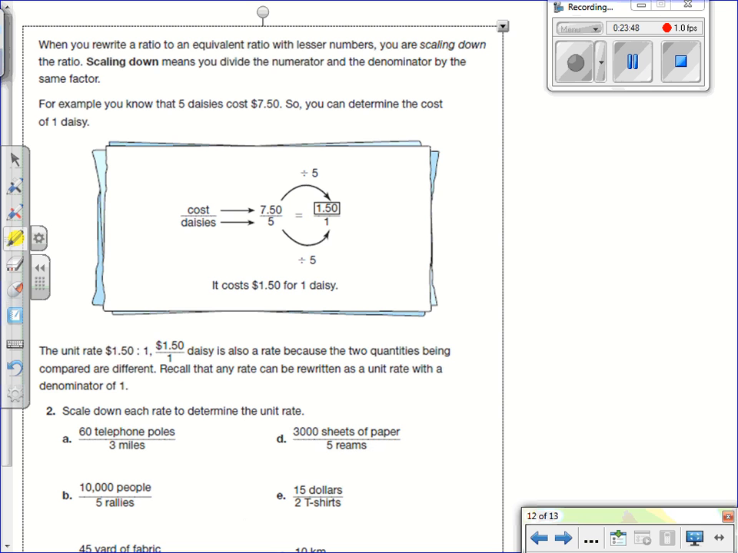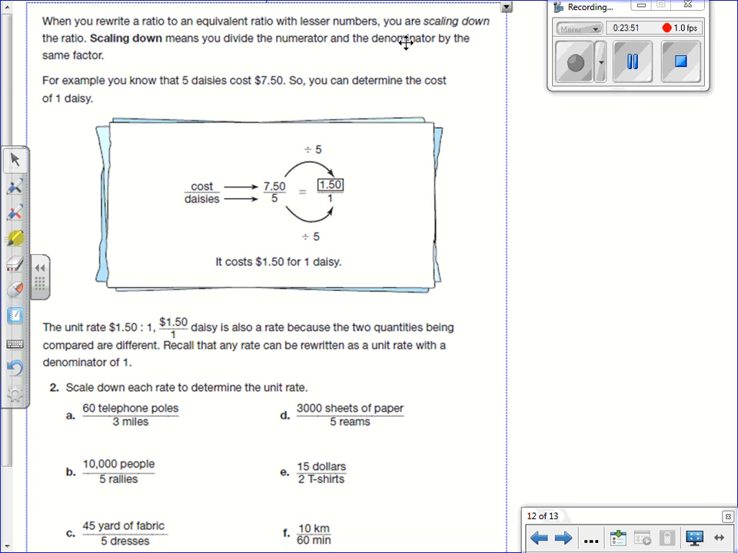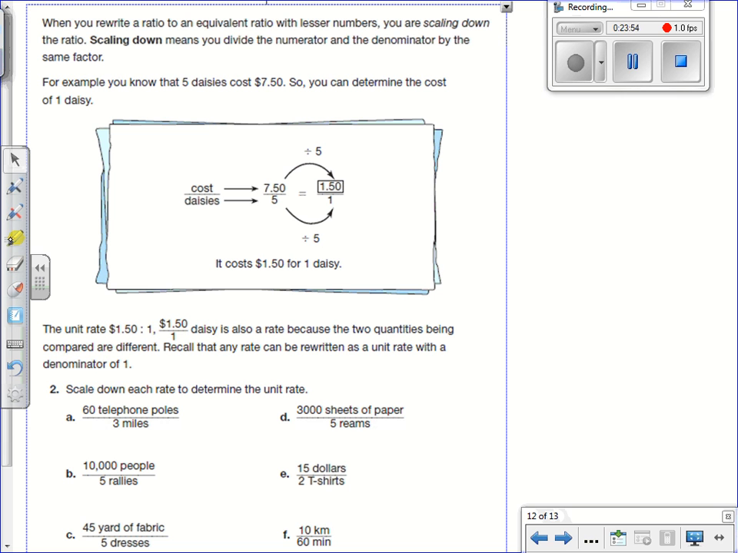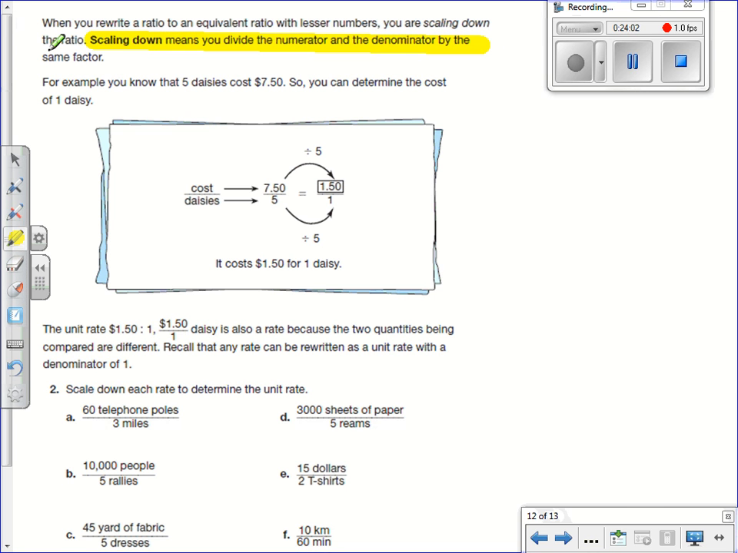Okay, so scaling down is exactly the opposite of scaling up. So when you rewrite a ratio to an equivalent ratio with lesser numbers, you're scaling down the ratio. So scaling down means you divide the numerator and denominator by the same factor. So for example, you know that 5 daisies cost $7.50, so you can determine the cost of 1 daisy. So if I know 5 cost $7.50, I can divide $7.50 by 5 to get 1. So in this case, I would have 5 divided by 5 is 1. $7.50 divided by 5 gives me that $1.50. So that's where this comes from, $1.50 for each daisy.